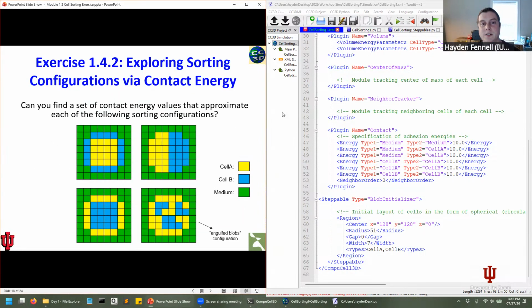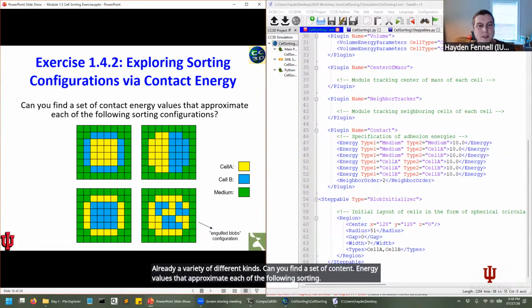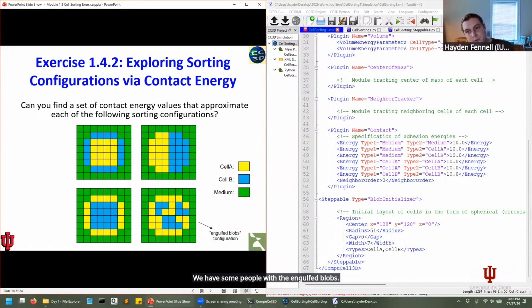Okay, so next exercise, I give people 10 to 15 minutes here to explore the sorting configurations of contact energy. We had people with already a variety of different kinds. Can you find a set of contact energy values that approximate each of the following sorting configurations? We have some people with the engulfed blobs. If you have one type engulfing the other, how would you reverse it so that the second cell type engulfs the first instead? And then can you achieve the side-by-side sorting behavior here?